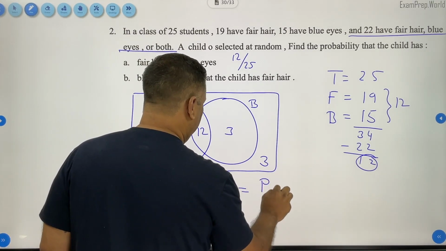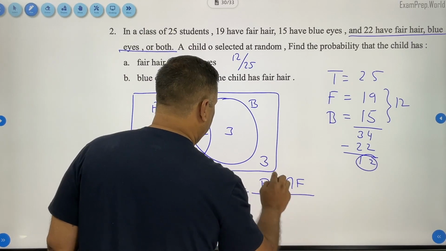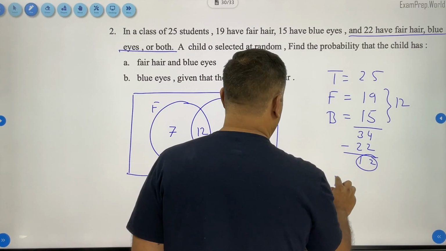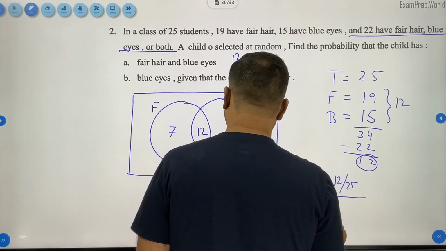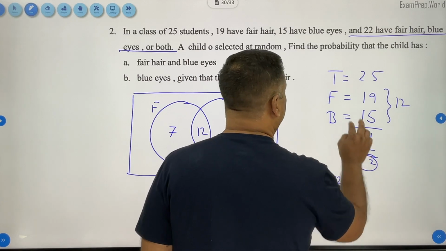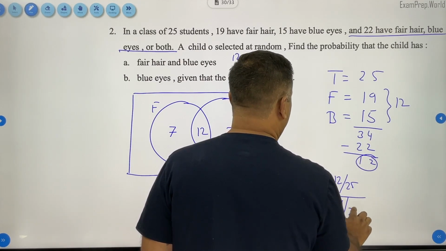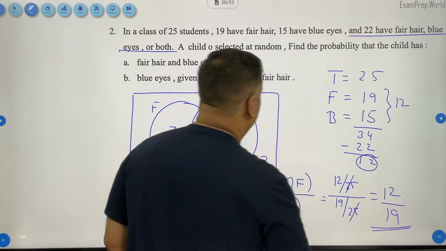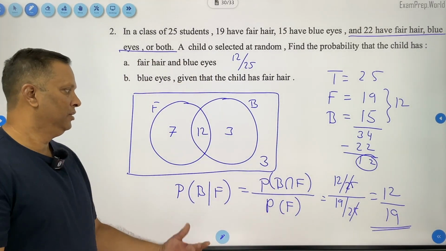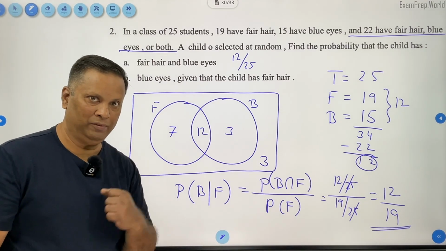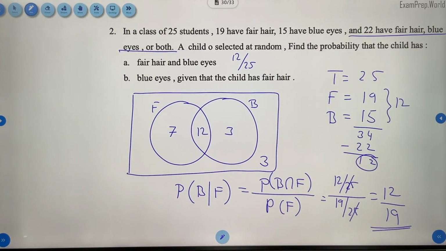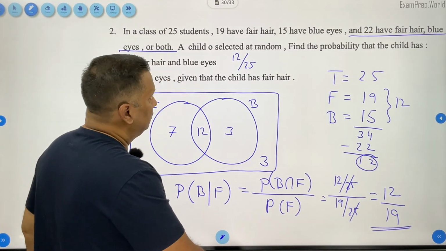So this should be probability of B intersection F divided by probability of F, which is 12 on 25 divided by fair, which is 19. 19 on 25, the 25 gets cancelled, leaving behind 12 on 19. That's your answer. So pause the video and note it for yourself. So let's move on to the next question.